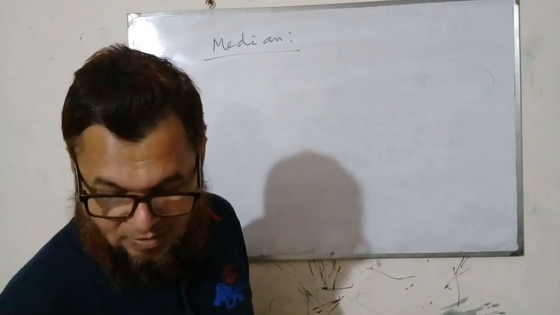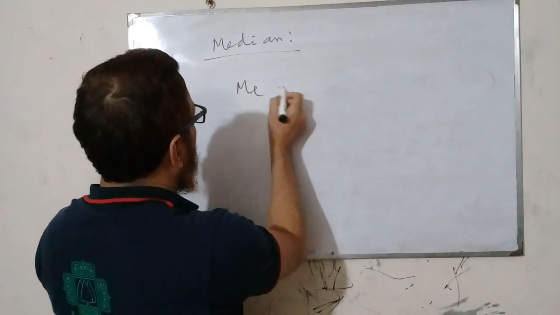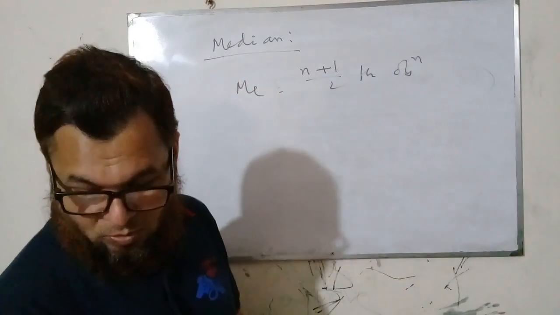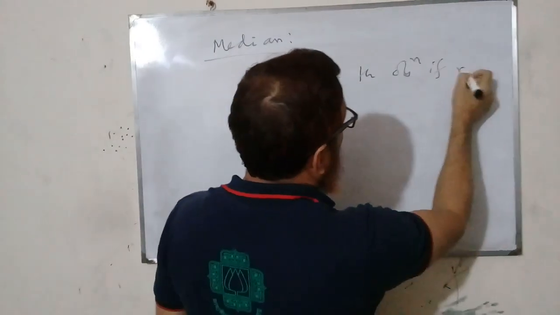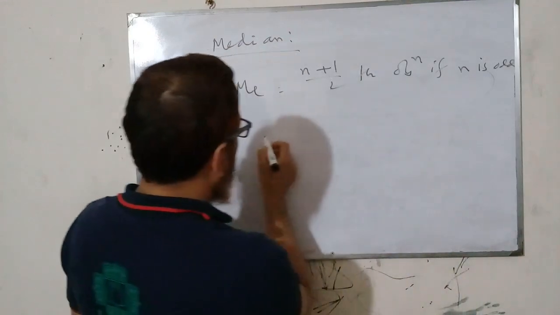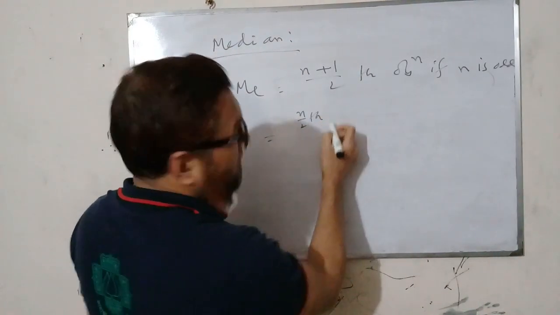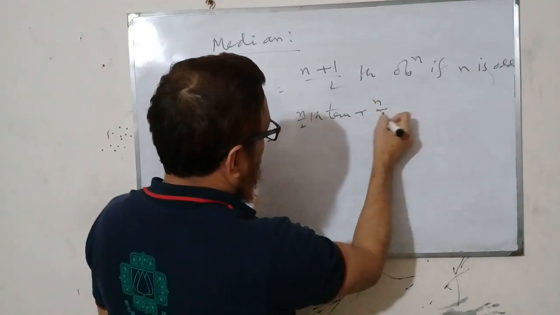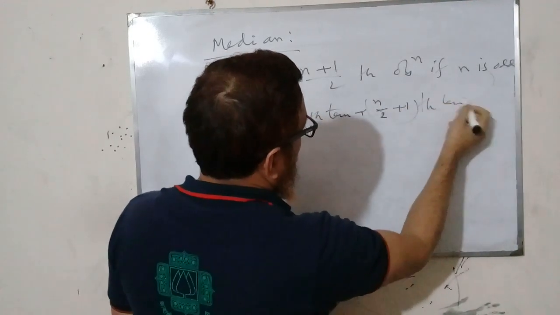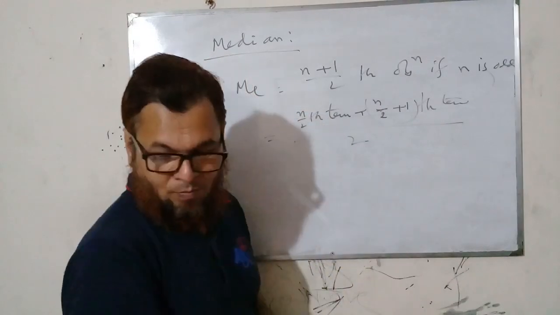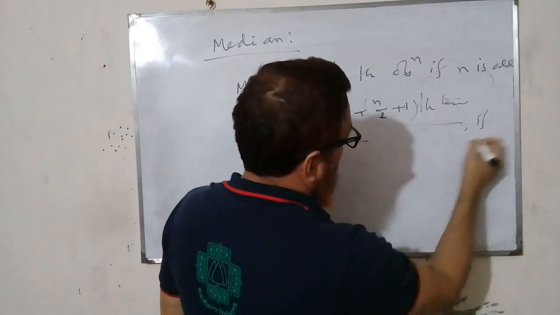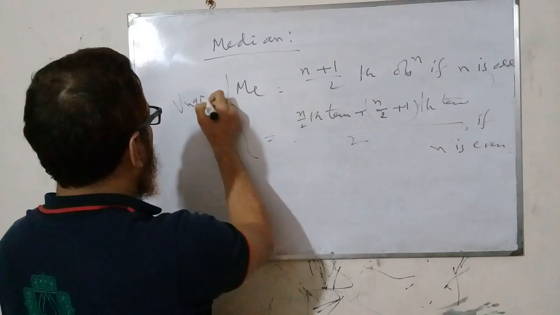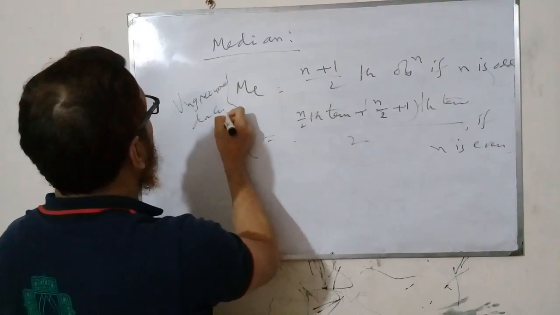For ungrouped data, the median is the (n plus 1) by 2 th observation if n is odd, and the average of the n by 2 th term and the (n by 2 plus 1) th term if n is even. This is for ungrouped data.